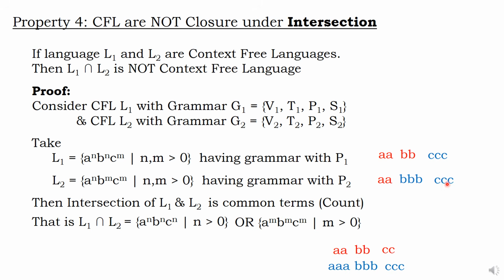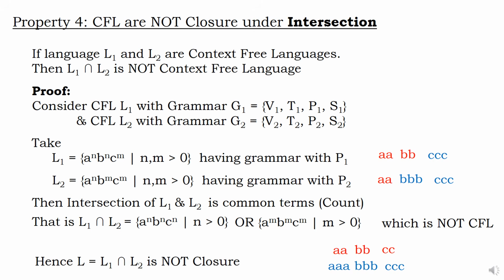Which means, sir, individually this grammar exists, and this grammar exists. If I take a common count as an intersection, these two grammars will not work out. So it is not a CFL. So it is not closure. That's all. This is the concept we are having.